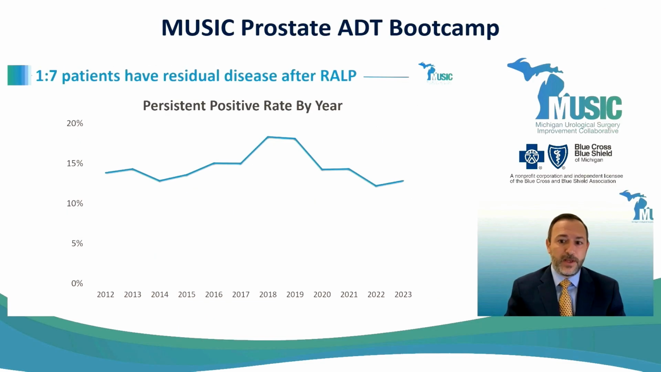So what does this look like in MUSIC? This figure shows the rate of persistently positive PSA for the 25 or so thousand patients treated with prostatectomy. Here, we see that about 14% of men never achieve an undetectable PSA following surgery. And we know that these patients are at significantly higher risk of developing biochemical recurrence, metastatic disease, and death. So the majority of these patients end up receiving consolidative therapy, with ADT being a significant component of that treatment as well.